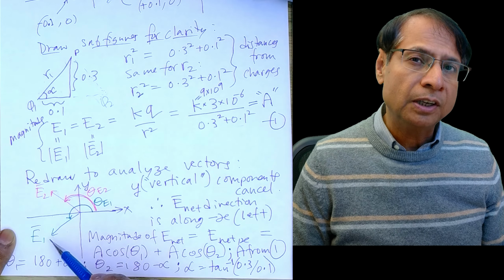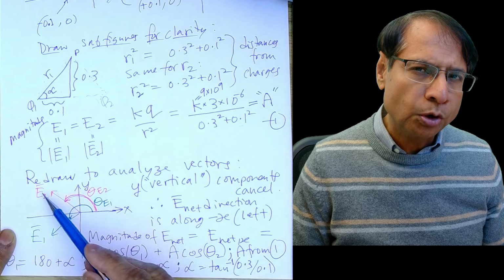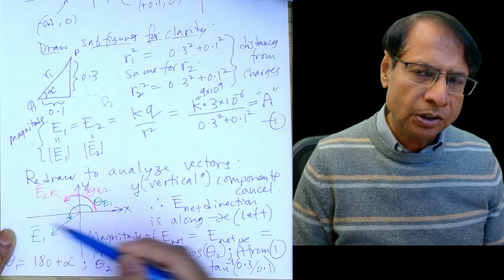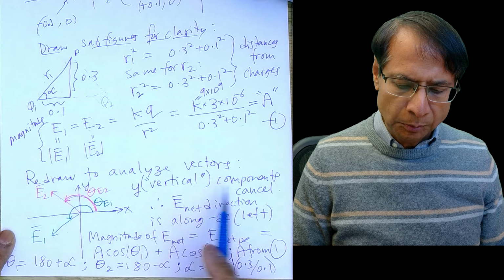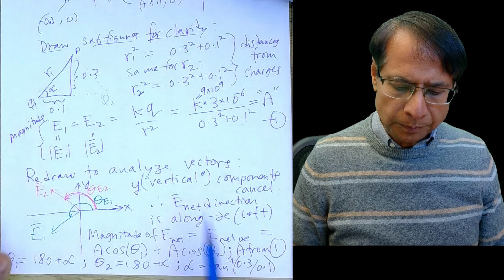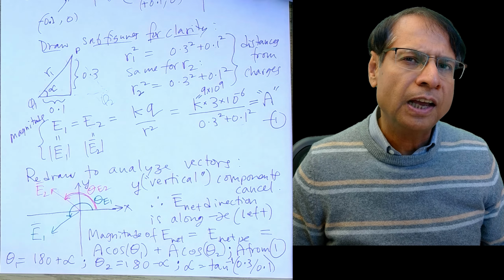Both are to the left. It's not that one is to the left and one is to the right, causing them to cancel. Both are to the left. So the horizontal, the x component, will not cancel. So how much is that? So the y components cancel out. So first of all, at this point, we can already answer half of the question.